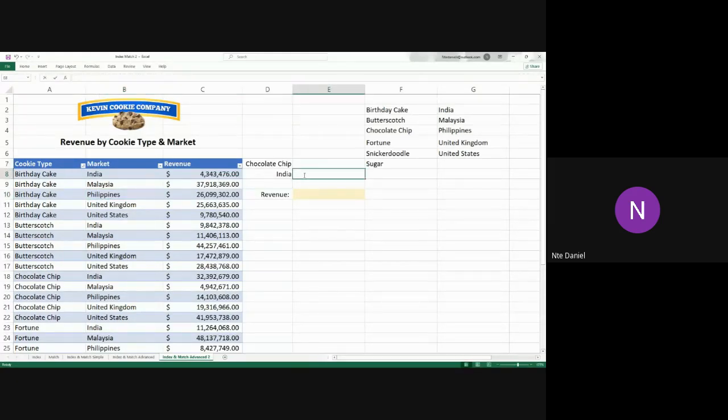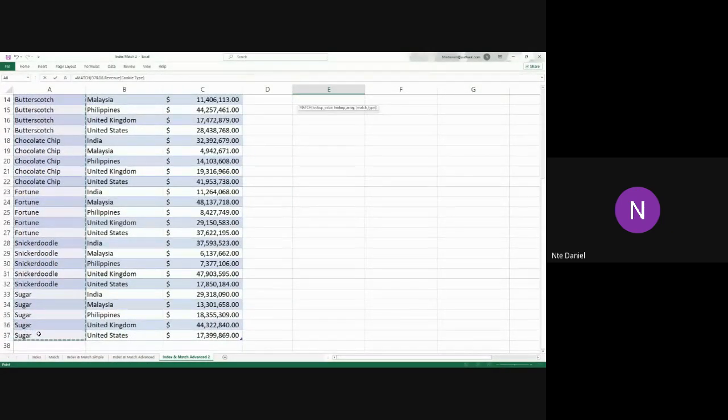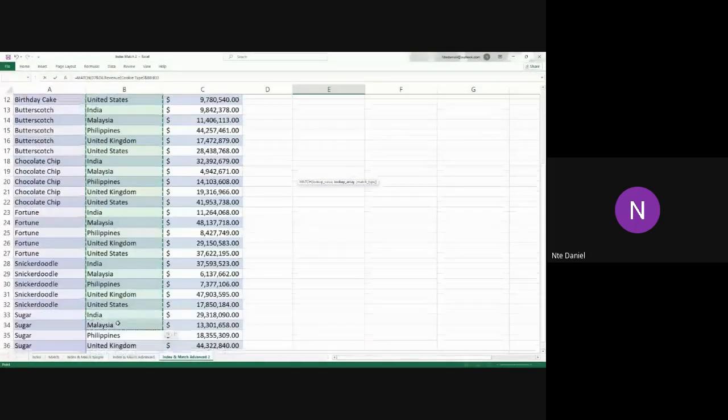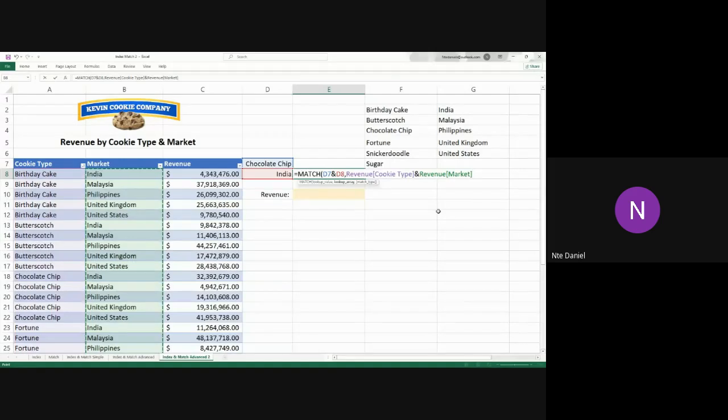I will just come here. Again, I'll start up with a match, right? So I'll go match. So what's going to be my lookup value? My lookup value now would be cookie type and India, right? That's going to be my lookup value, comma. What's that going to be my lookup array? My lookup array will be cookie type and market, right? Cookie type and market. Then let me close this and let's run it.